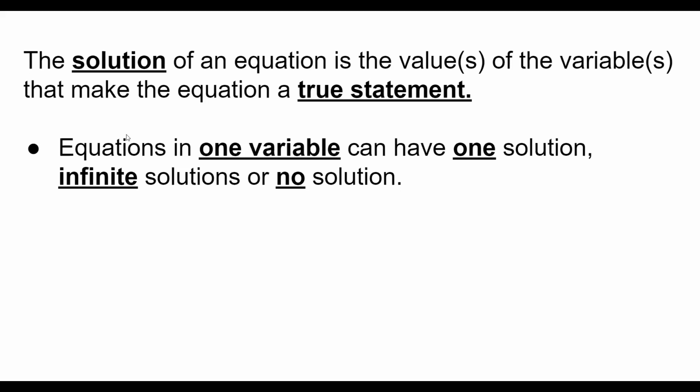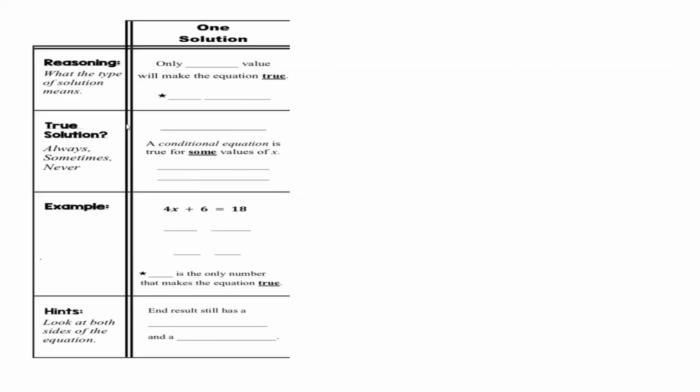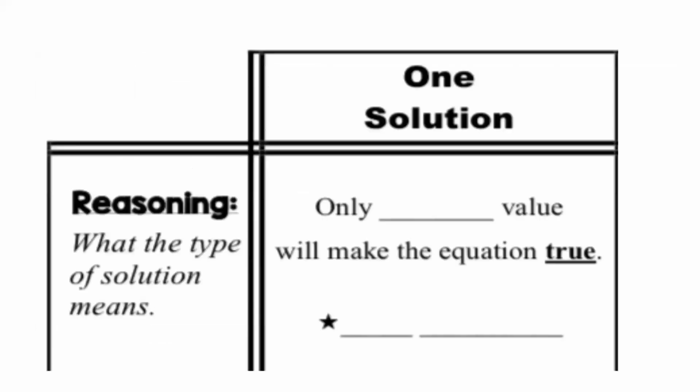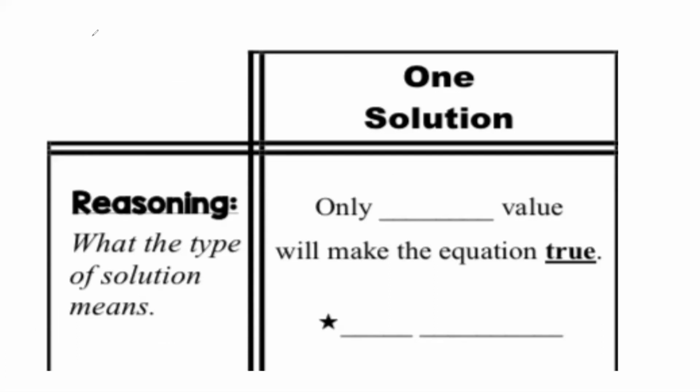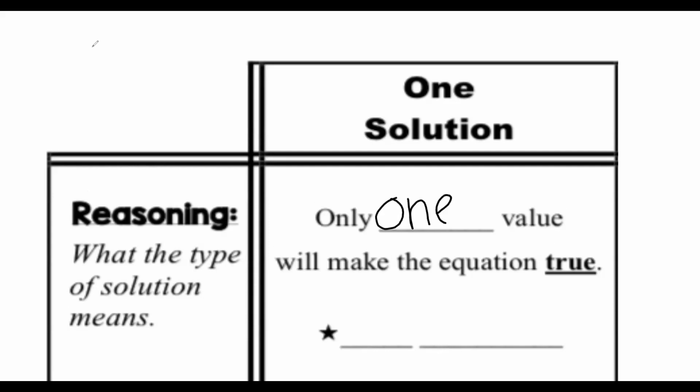So let's fill out that chart. I'm going to start with the first column, and then we're going to go row by row. Right now we're going to be talking about one solution. For one solution, the reasoning, what the type of solution means: only one value will make the equation true. So one number will make the equation true.